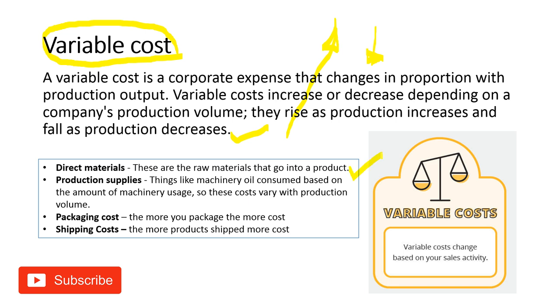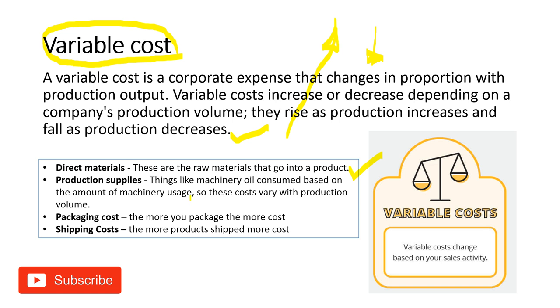So if you have a business that makes tables and chairs, then your direct materials or raw materials would be wood. So how much wood you would use depends on how many tables and chairs you sell. So production supply is another variable cost. Things like machinery oil consumed based on the amount of machinery used. So these costs vary with production volume.